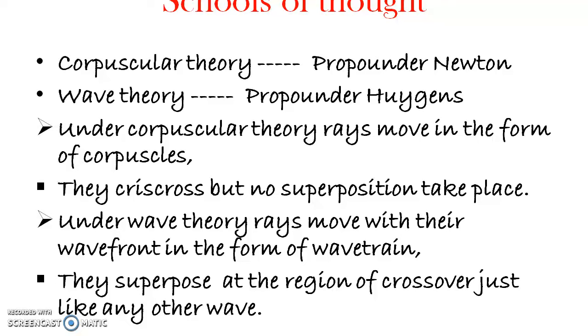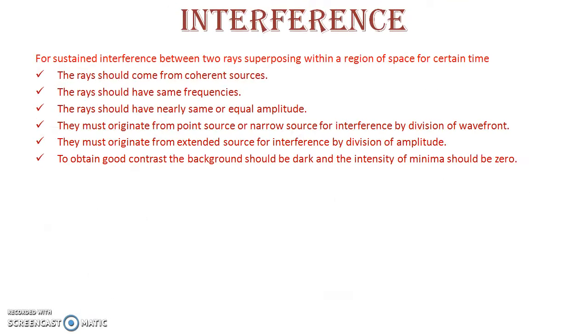Now, this was further studied by Huygens, who showed that if we take the wave nature of light, the movement of light in the form of rays, in the form of wavefront or wave trains, then we can justify superposition of waves in the region of crossover like any other wave. Now, this superposition results in interference.